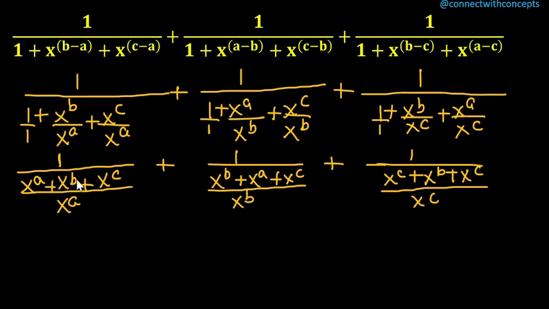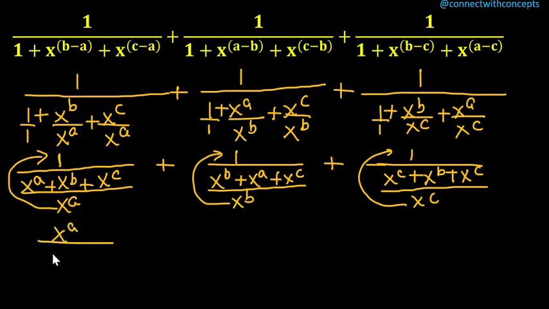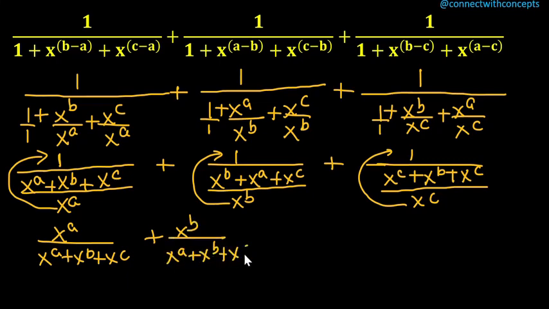Now you see the denominator has a denominator, so this denominator will be the numerator then. So this is going to be the numerator here, and this is going to be the numerator. So finally I am going to get an expression x^a upon x^a plus x^b plus x^c. Here x^b is going to go up, x^b upon x^a plus x^b plus x^c. Similarly, for the third term I am going to get x^c upon x^a plus x^b plus x^c.